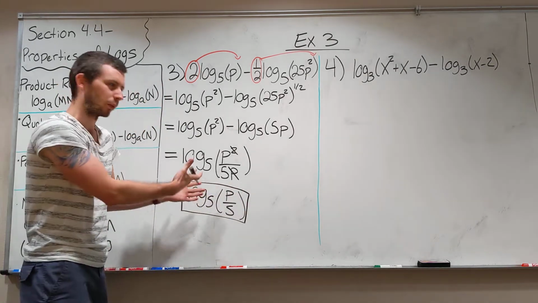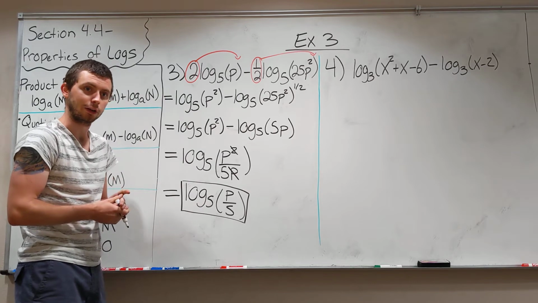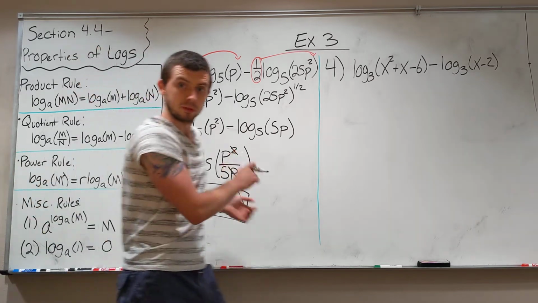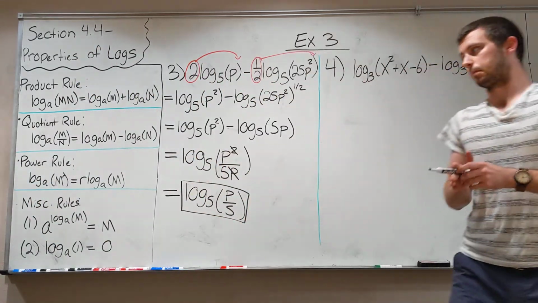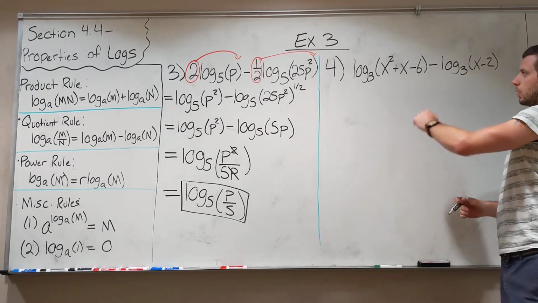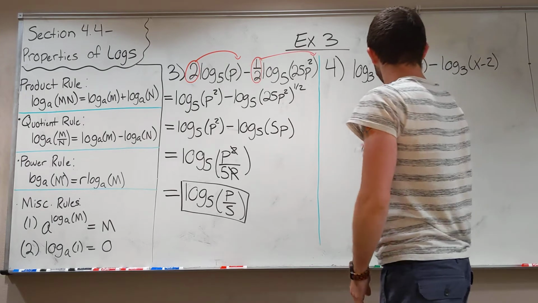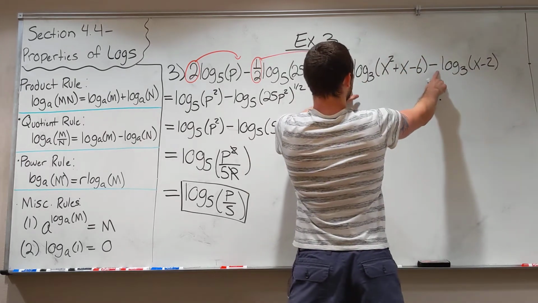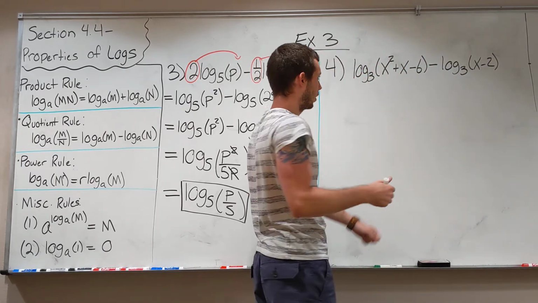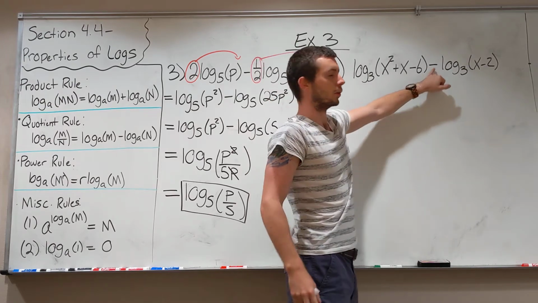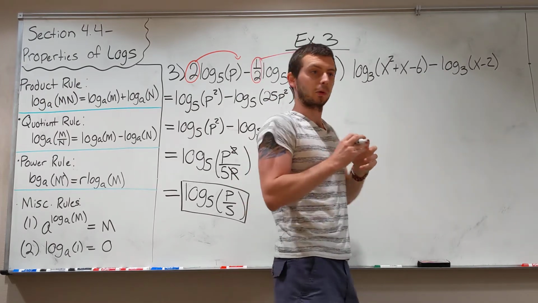And so you might notice this is one of the workbook problems that I assigned. So if you have this answer, that'd be perfectly sufficient. And we move on to problem 4, which is again another workbook problem. And so there's no numbers in front, so we're good there. We can go ahead and use the difference to combine these logarithms together.